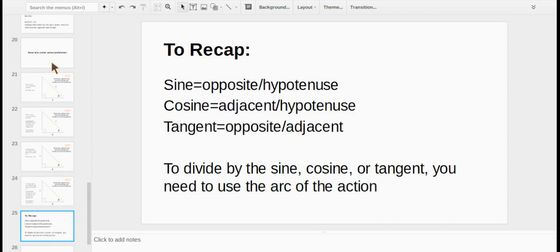To recap, sine equals opposite divided by hypotenuse. Cosine equals adjacent divided by hypotenuse. Tangent equals opposite divided by adjacent. To undo sine, cosine, or tangent, you need to use the arc sine, arc cosine, or arc tangent.